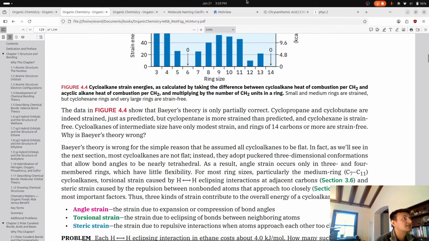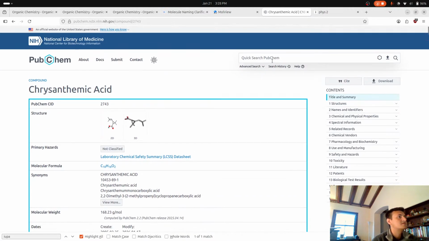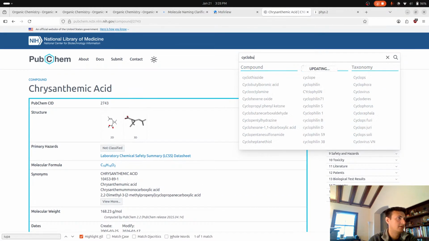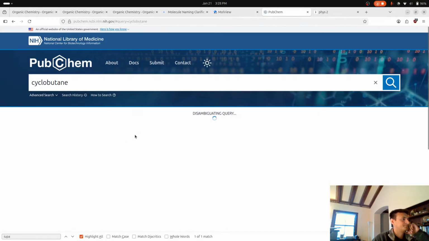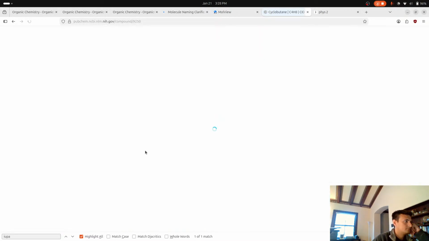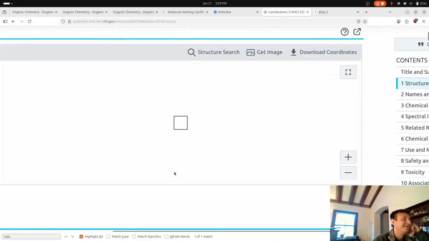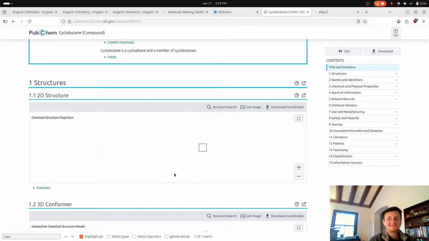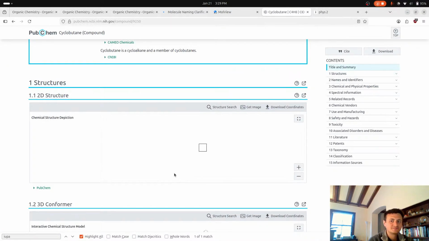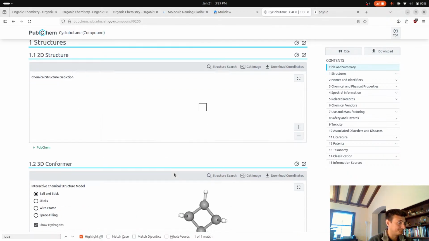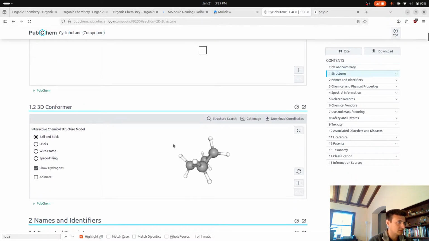Yeah, if we look at cyclobutane, does it actually have an angle? I love this. It's just a square. That's fun, man. I like that. So yeah, it does have this angle. It's not flat.